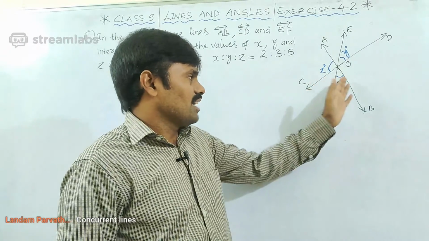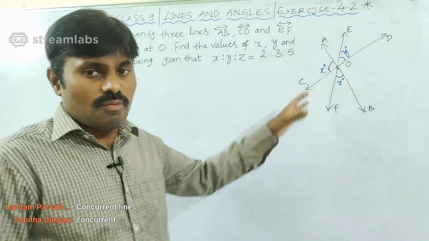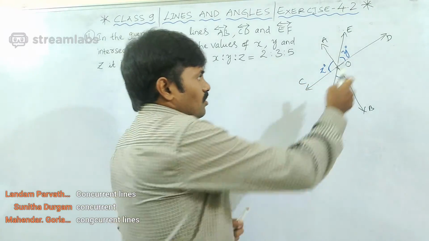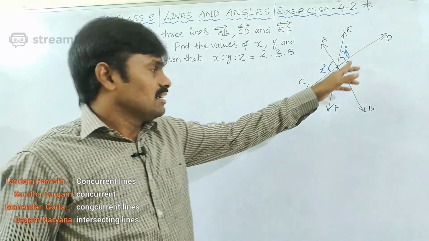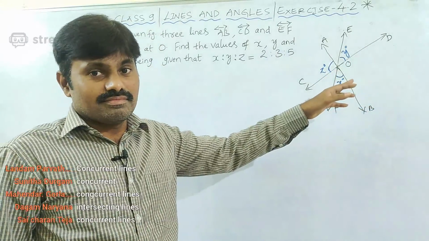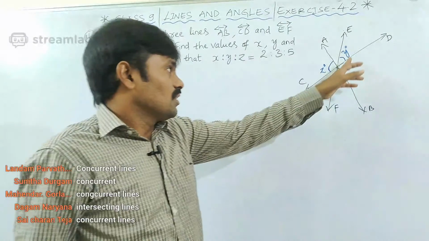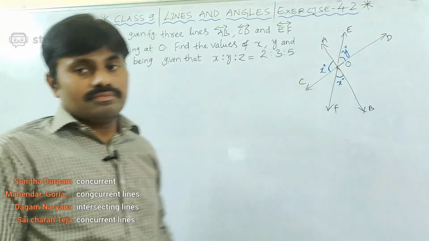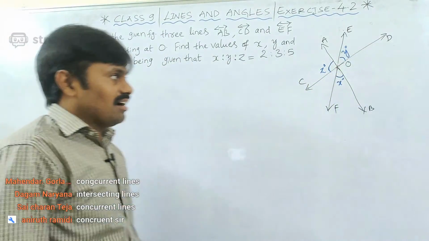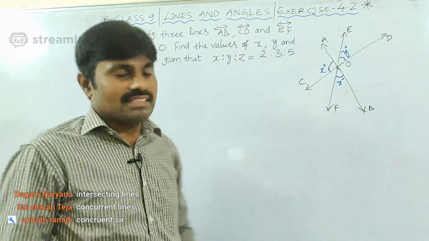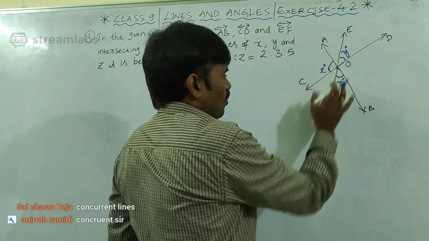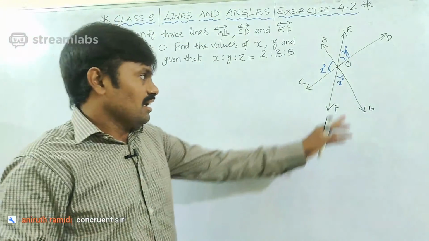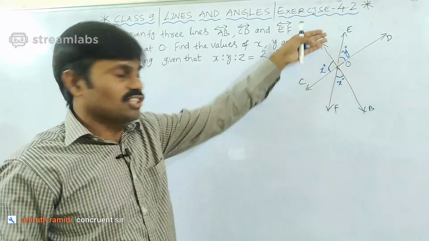Now these three lines are passing through the same point, so how many angles are formed here? 1, 2, 3, 4, 5, 6 angles are formed. Here X, Y, Z. Now let us recall the concept of vertically opposite angles. What is the vertically opposite angle to angle BOF? You have to list them out now.